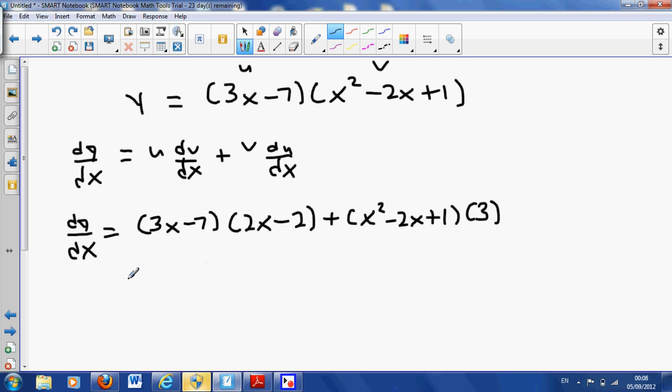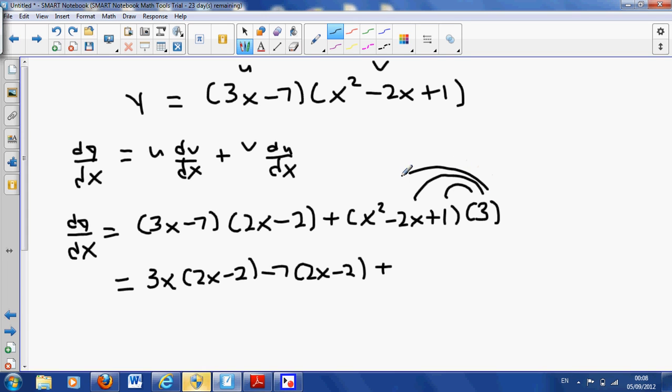Now we have to multiply this out. Remember, first number, second bracket, second number, second bracket. So 3x into 2x minus 2, minus 7 into 2x minus 2, plus, we've got to multiply all of these by 3: 3x squared minus 6x plus 3.